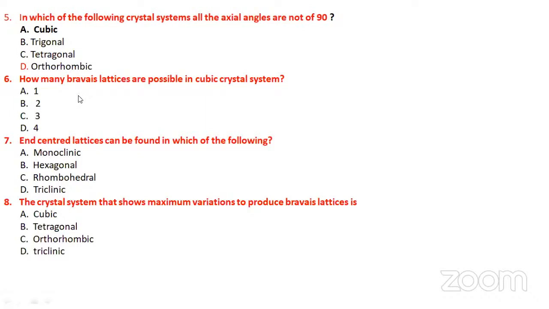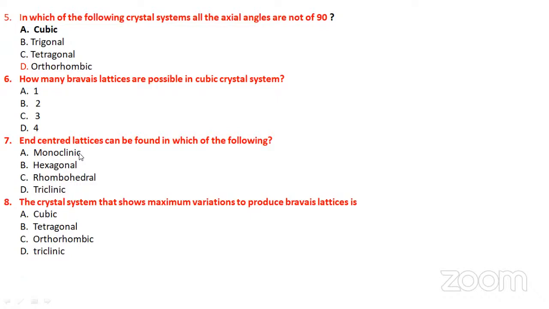Okay, now coming to the answer: is it 1, 2, 3 or 4? So the answer is 3. Simple cubic system, body-centered cubic system, and face-centered cubic system. Coming to end-centered lattice, the other name of end-centered is base-centered, or you can also call it base-centered. End-centered lattices can be found in which of the following?